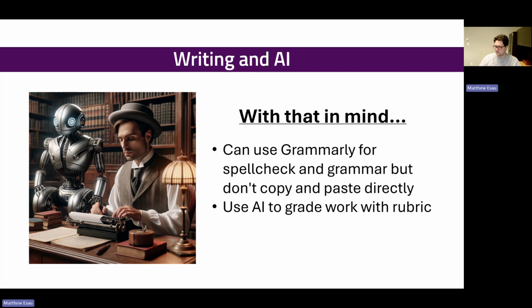So with that in mind, the cautions, there are definitely things you can do. You can use Grammarly for spell check and grammar. Just don't copy and paste directly what it says. That's plagiarism. You can ask AI to grade your work, or you can paste your work in and ask it to give you suggestions on how to improve. But you have to do the work yourself.